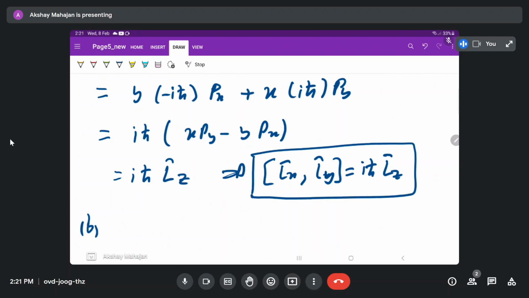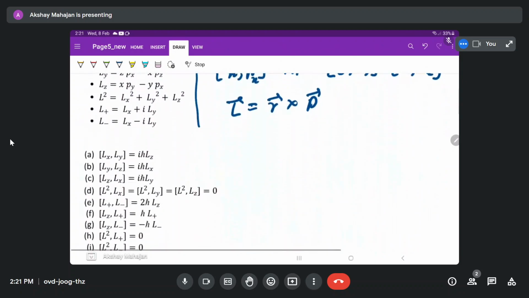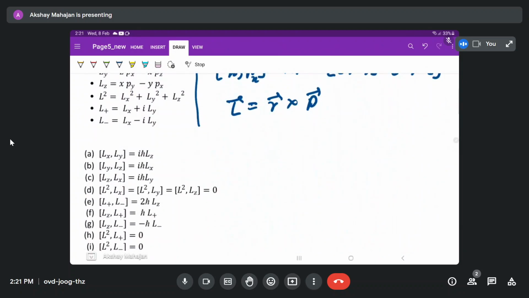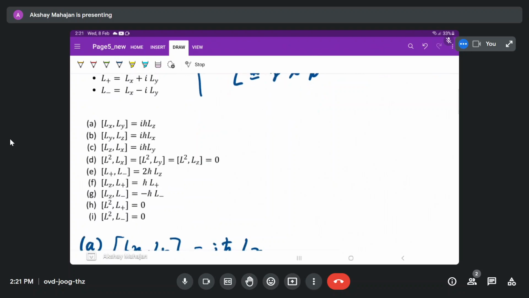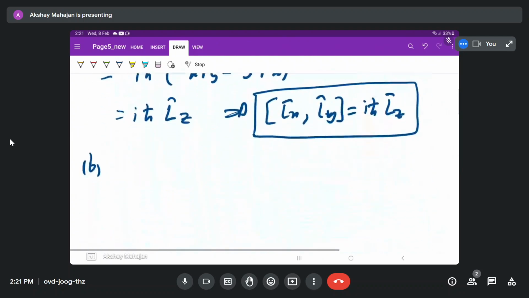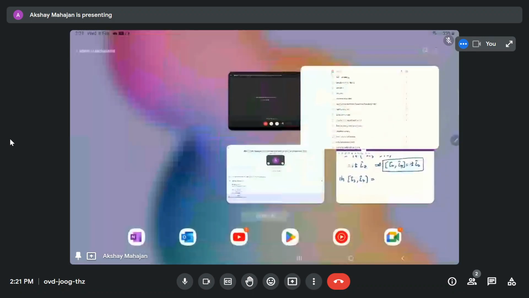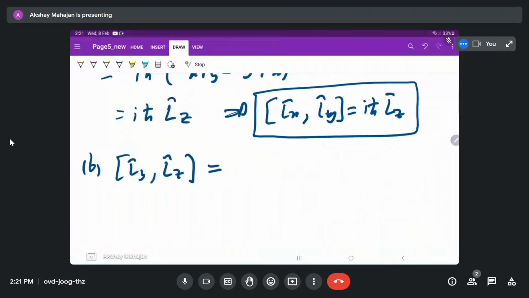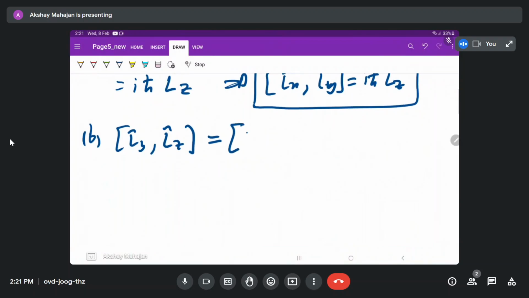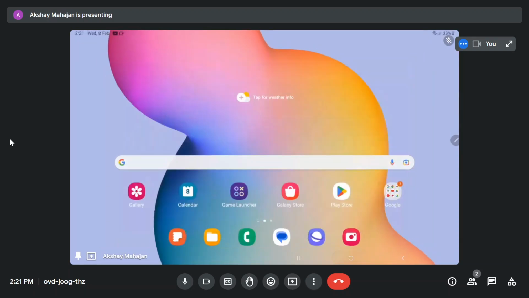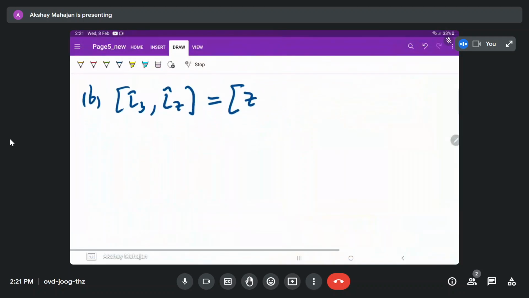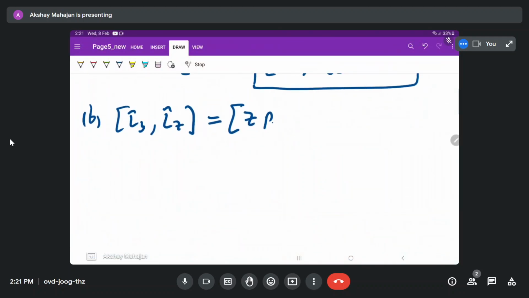And similarly, we can prove the other commutation relations as well using the same technique. Only, instead of x and y, you have to put y and z, and like in the b part, we have to put Ly Lz is equal to, you have to find Ly Lz, and if you write, sorry about that. Okay, Ly Lz, that will be equal to Z PX minus X PZ comma X PY minus Y PX.